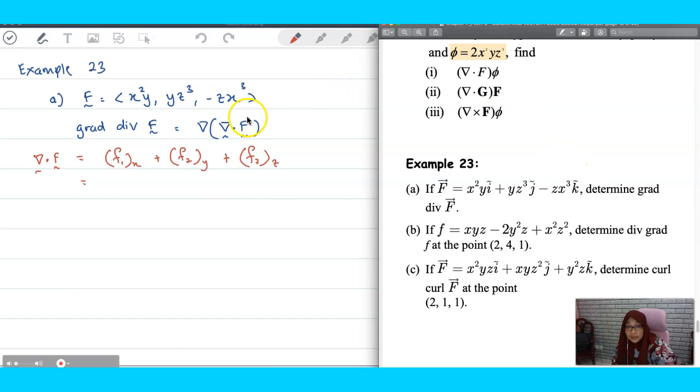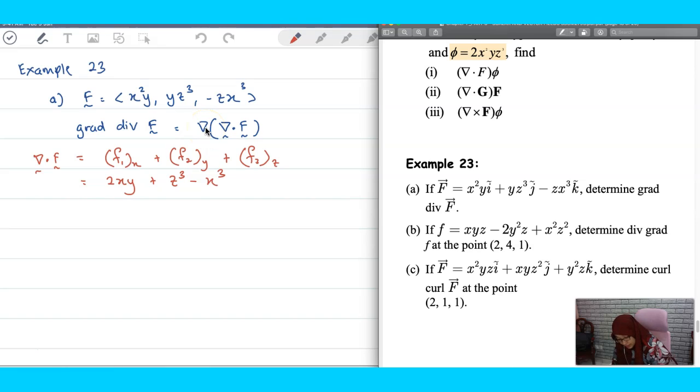So f1, you have x squared y differentiated with respect to x, so you have 2xy. This one will not give you a vector. So you have 2xy plus, and differentiate this with respect to y, so you have z cubed. And the third one, differentiate with respect to z, you have negative x cubed. Okay, and after that, using that result, we have to get the gradient.